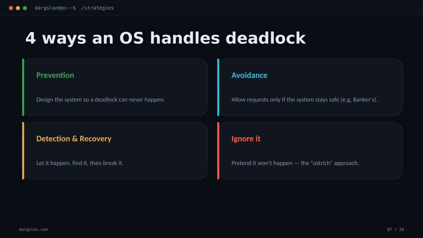Detection and recovery takes the opposite stance. Let deadlocks happen, but watch for them and break the cycle when they appear. And finally, there's the ostrich approach. Just ignore it and hope it's rare enough not to matter. Believe it or not, that last one is what most general-purpose systems actually do.